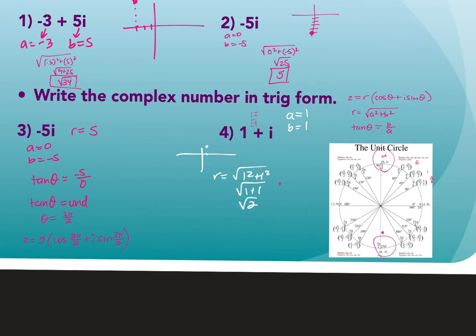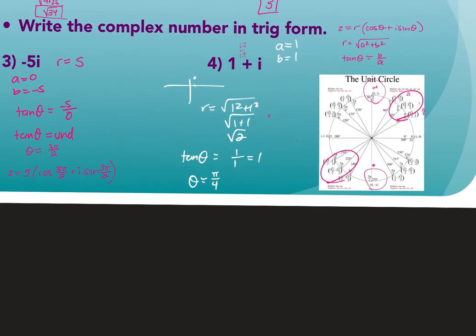is square root 2. And then tan of theta would be b over a, 1 over 1, which means it's 1. On my unit circle, tangent is 1 in 2 spots, pi over 4 and 5 pi over 4. I know to pick the pi over 4 because (1, 1) would be in the first quadrant. So theta is pi over 4.